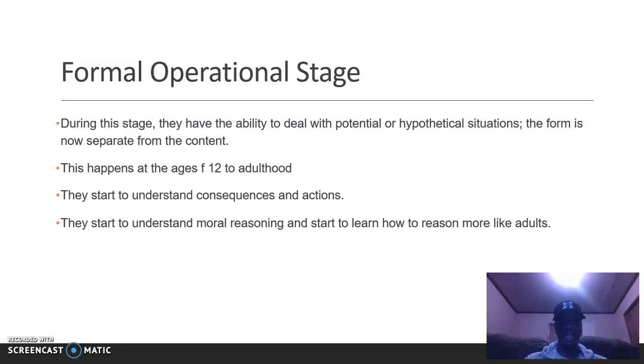The last stage that we all encounter is the formal operational stage. During this stage, we have the ability to deal with potential or hypothetical situations. The form is now separate from the content. This happens from the age of 12 to adulthood. They start to understand consequences and actions, and they start to understand moral reasoning and start to learn how to reason more like adults. So think more like adults.